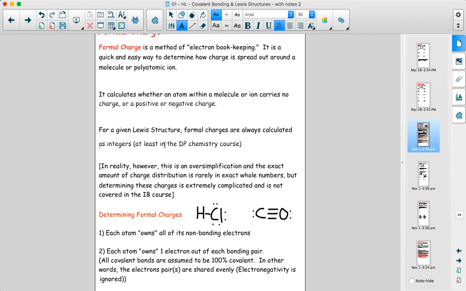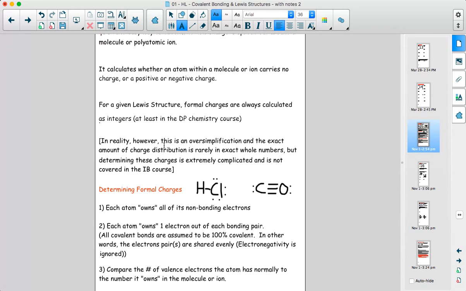So in a given Lewis structure, formal charges are always going to be integer numbers. So they'll be whole numbers, negative or positive. This isn't the actual most exact thing that we could do. A lot of times charge is not spread out in sort of integer ways within particles, but that is more complicated than you need to be worried about for the DP chemistry course.